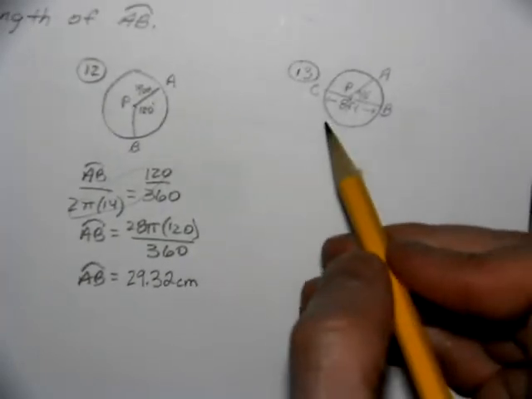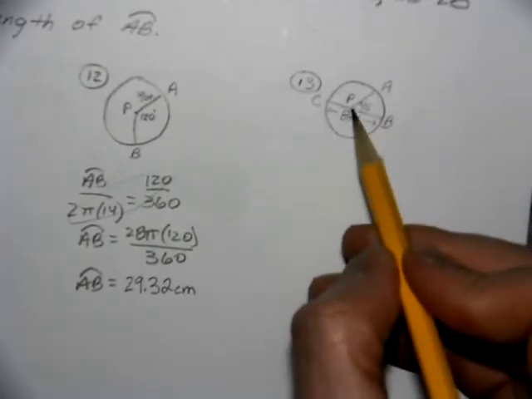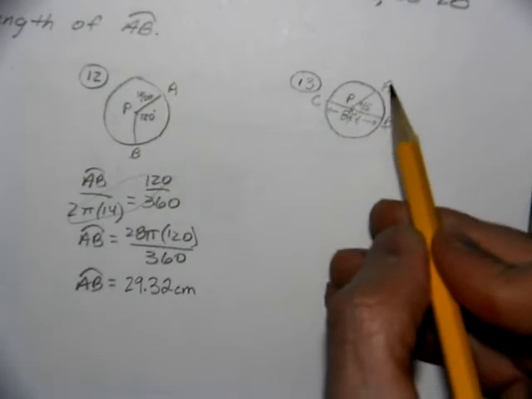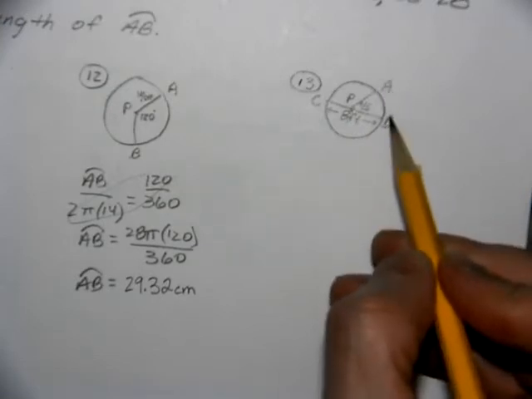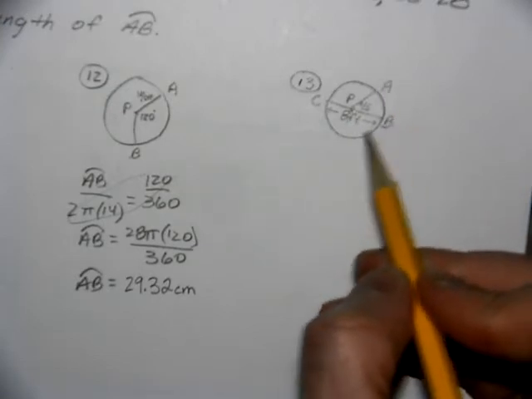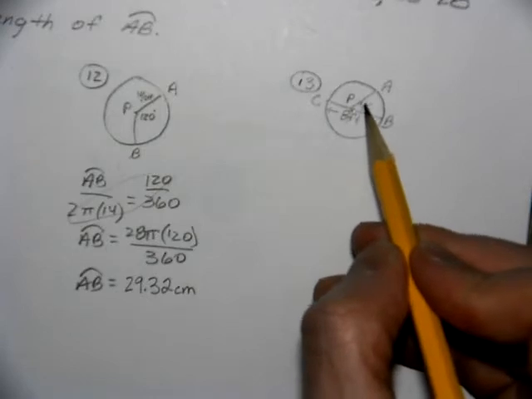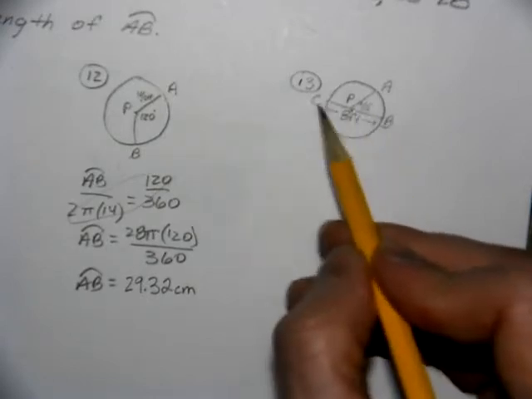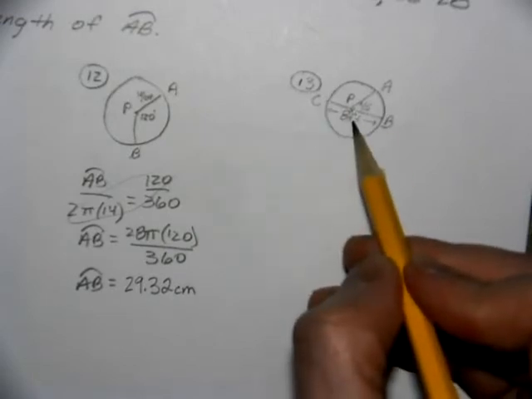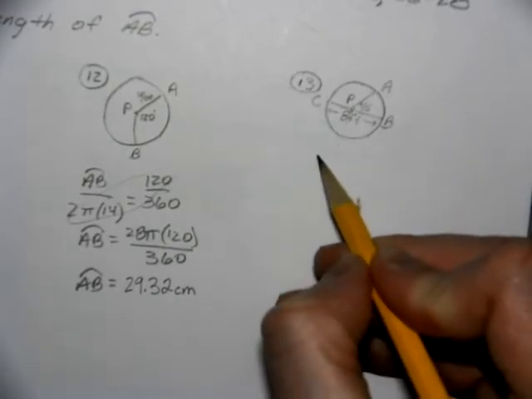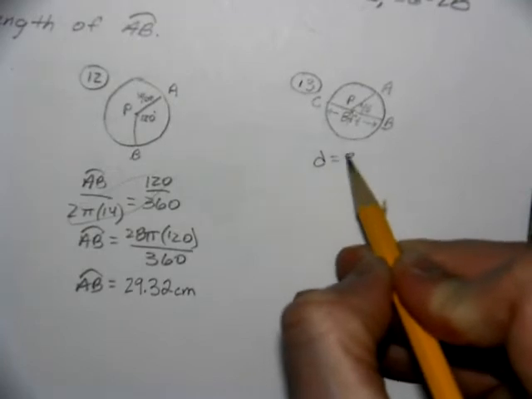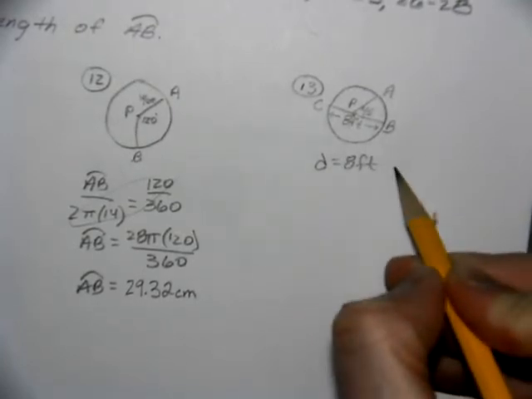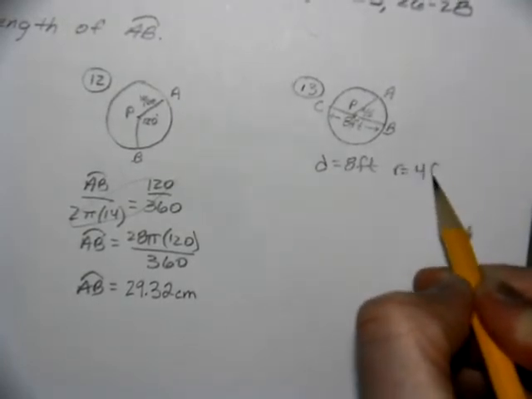For number 13, here we're looking at center P and we're looking for the length of arc AB. We know that the central angle is 45. I don't know what the radius is. I have the diameter as 8. So if D equals 8 feet, then the radius is going to equal 4 feet.